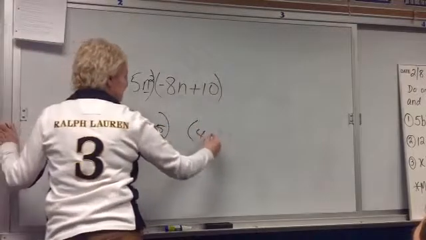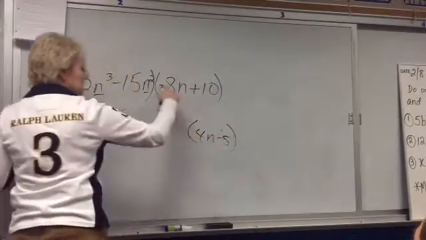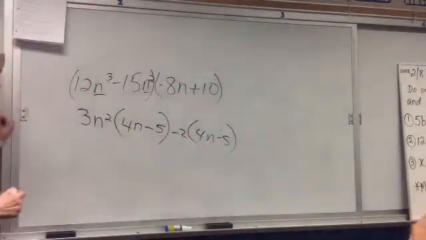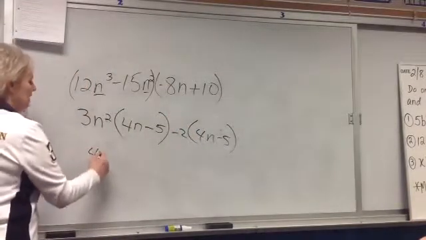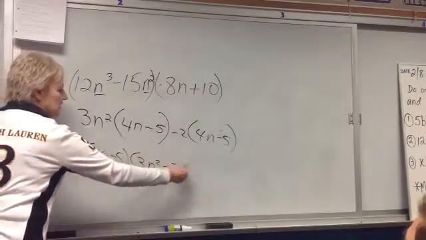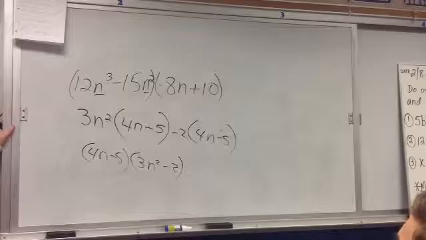Write it again. Negative 2. Okay, final answer, 4n minus 5, 3n squared minus 2. Questions?